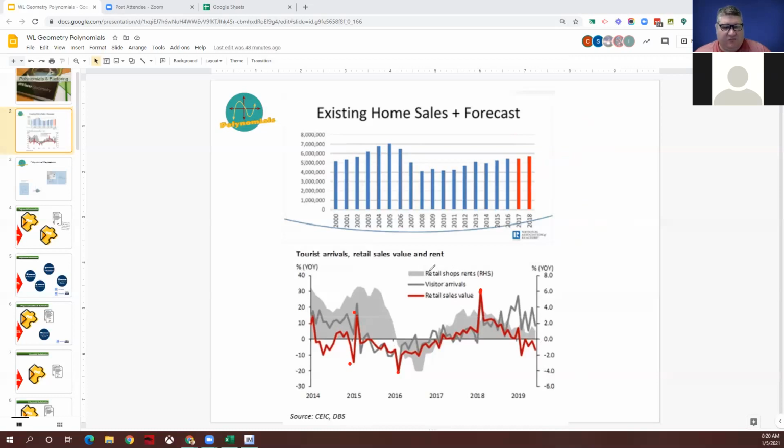Now, in this case, it's retail shop rents. So the gray in the back is how much rent a shop has to pay. This gray line is visitors that are arriving at a destination, so the number of tourist arrivals. And then the red line is the amount of retail sales, which means how much are they selling? All right, so let's figure out what the best type of estimate is for these graphs.